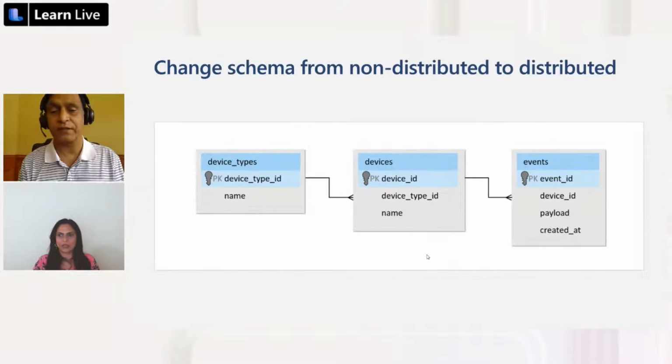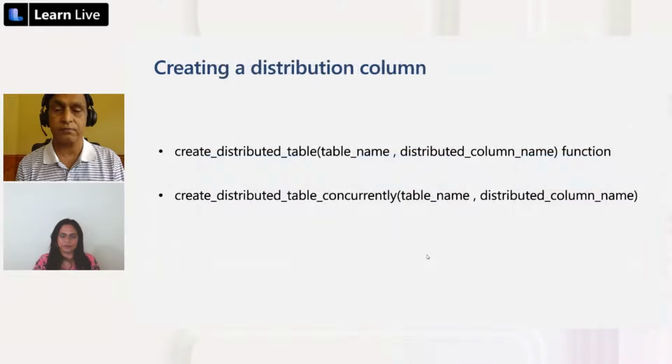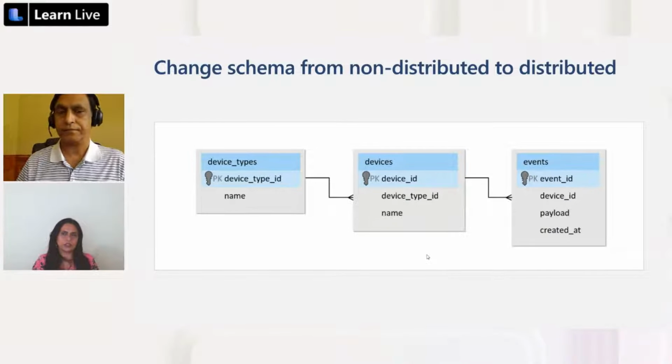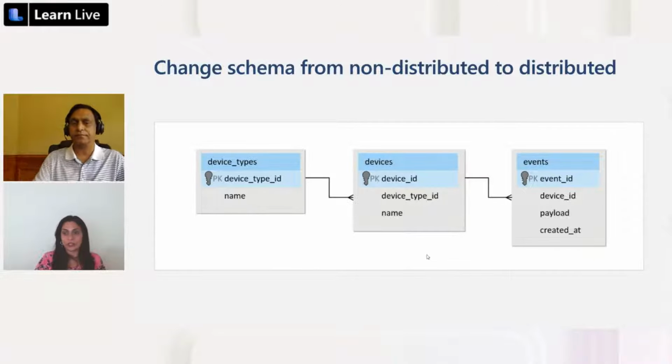So those are the things you have to decide, the column, as Jerry talked about, and run concurrently in our case because we already populated the data here. Okay. So, as we said, there's a lot of things you need to know when you're changing from a non-distributed to a distributed. I'm not going over what the schema looks like.